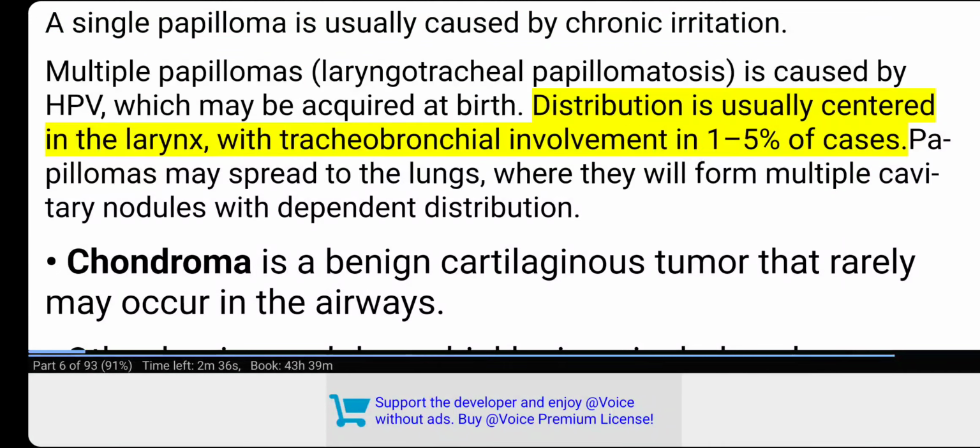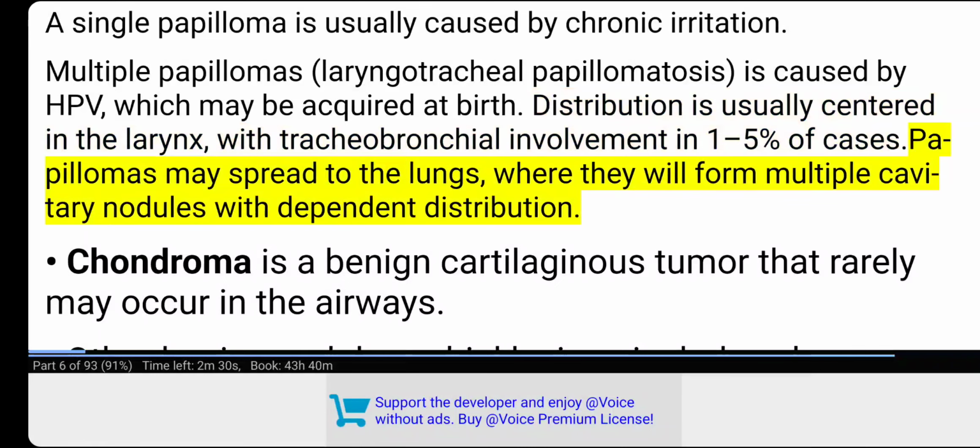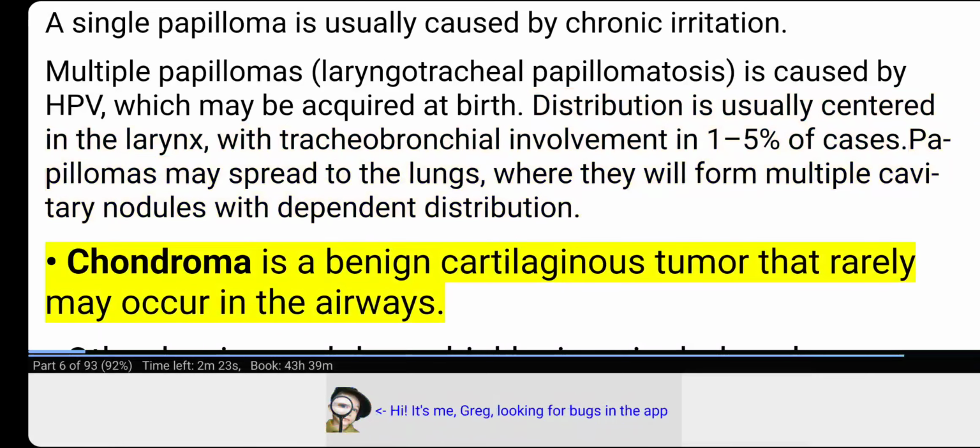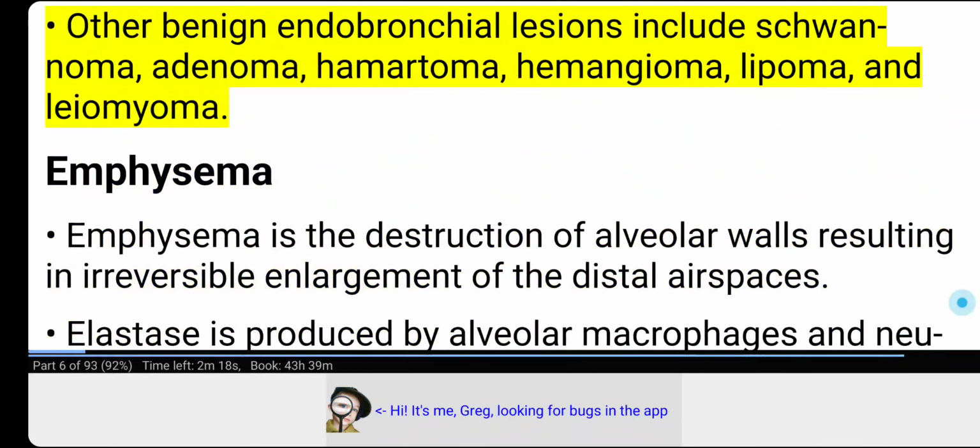Distribution is usually centered in the larynx, with tracheobronchial involvement in 1–5% of cases. Papillomas may spread to the lungs, where they will form multiple cavitary nodules with dependent distribution. Chondroma is a benign cartilaginous tumor that rarely may occur in the airways. Other benign endobronchial lesions include schwannoma, adenoma, hamartoma, hemangioma, lipoma, and leiomyoma.